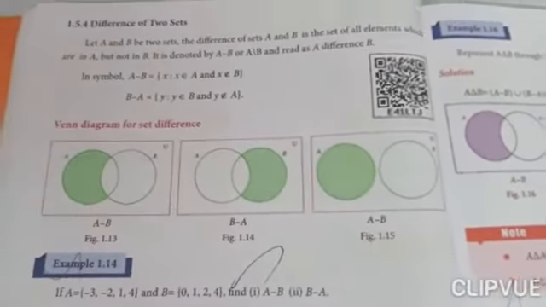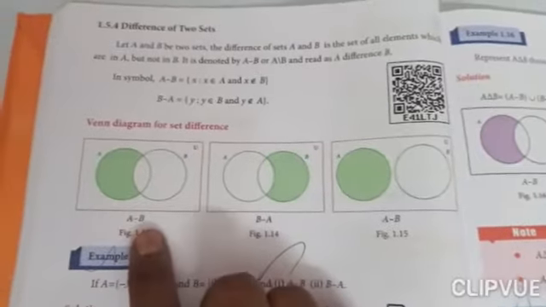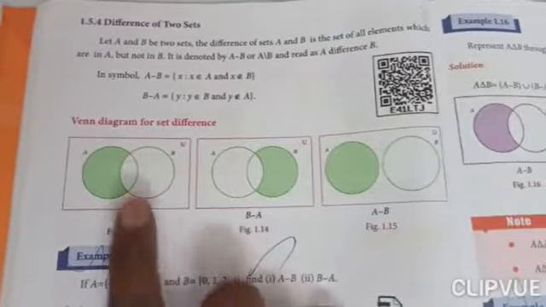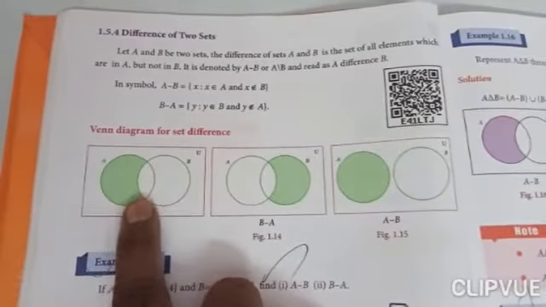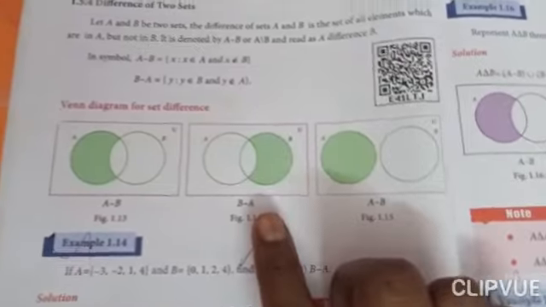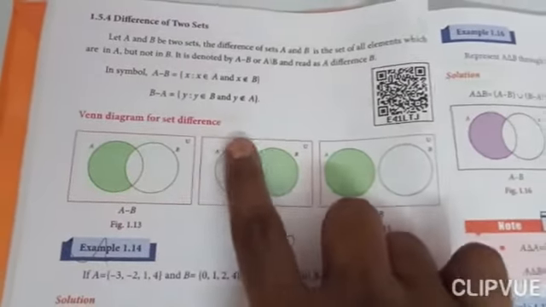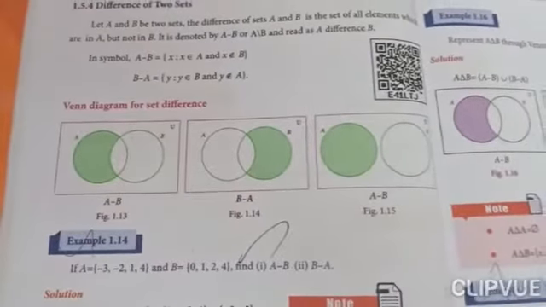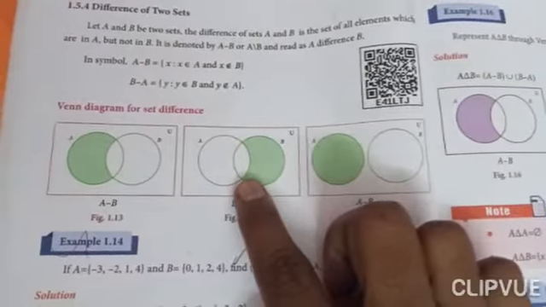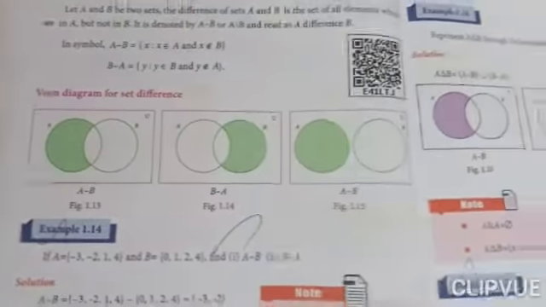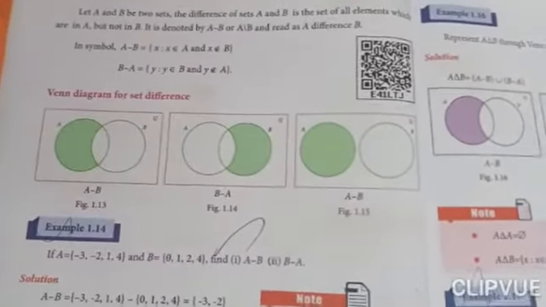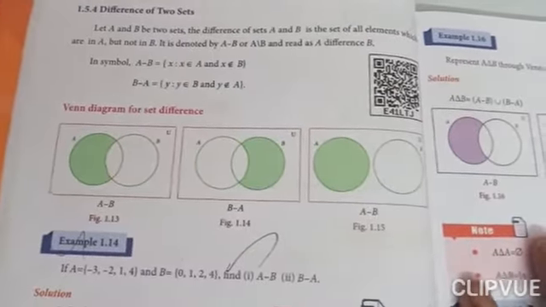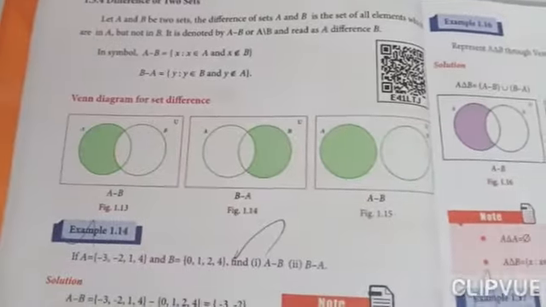After that, A difference B: you should not shade the circle B, and the remaining part of the circle A you have to shade. In B difference A, you should not shade the circle A, and the remaining part of the circle B you have to shade. These are very important, because the Venn diagrams of A difference B and B difference A will be asked in the examination. That's why again and again I am repeating.